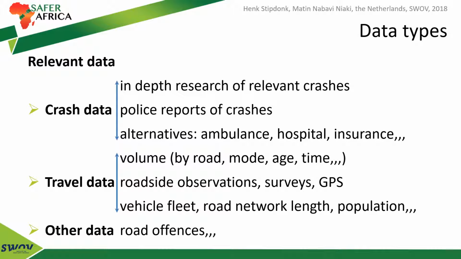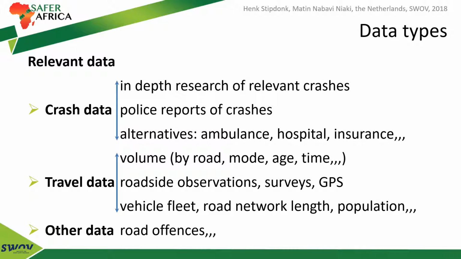Travel data can be obtained from surveys, roadside observations, or GPS tracks. These methods cost money, but they do not have to be expensive if people and resources are available. The quality and the accuracy can be an issue with these data, but they can also be improved by implementing the resources.